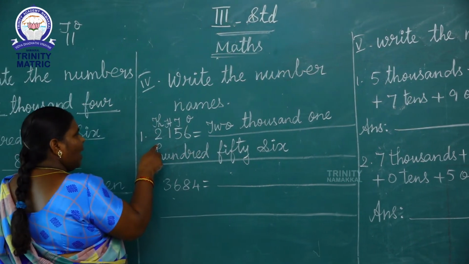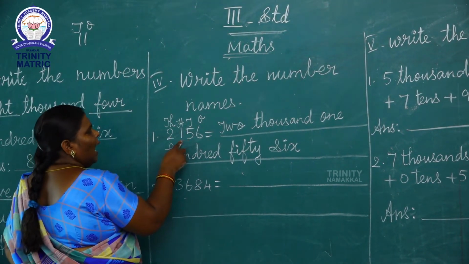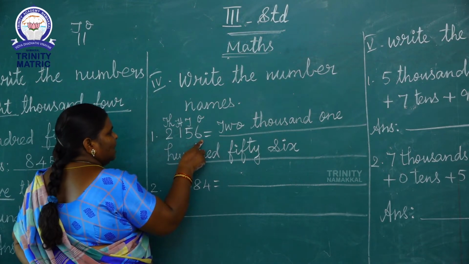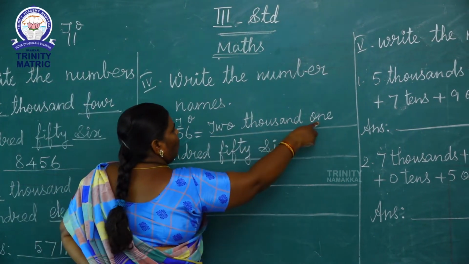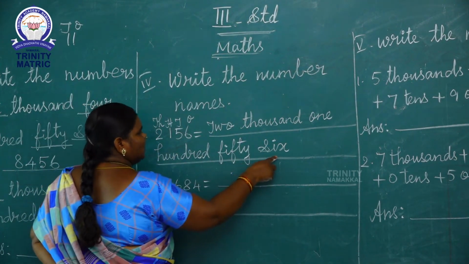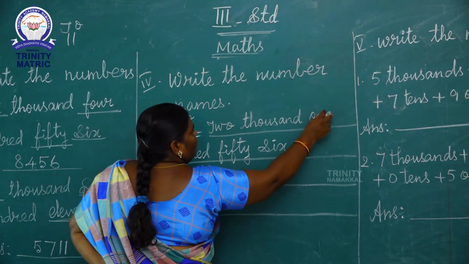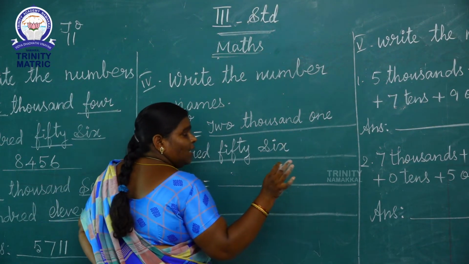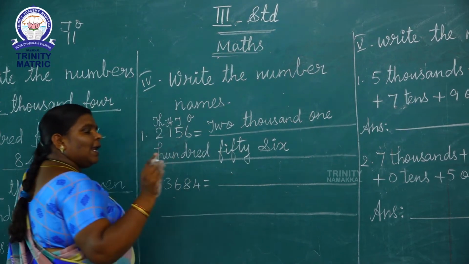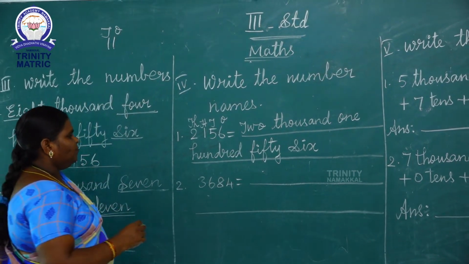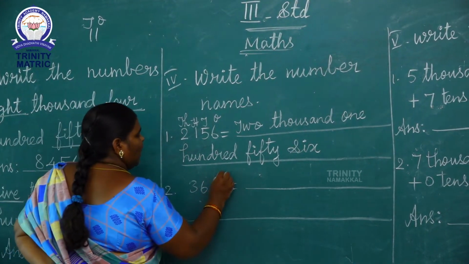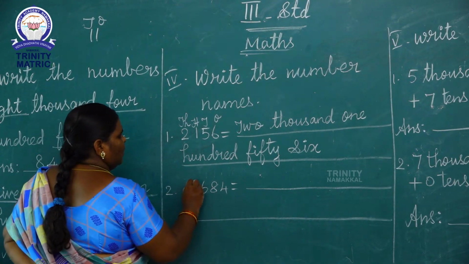You read this number, 2156. Whether you write "one hundred" or not, it's okay, one hundred and 100 are equal. Next, you write the next sum, you see.